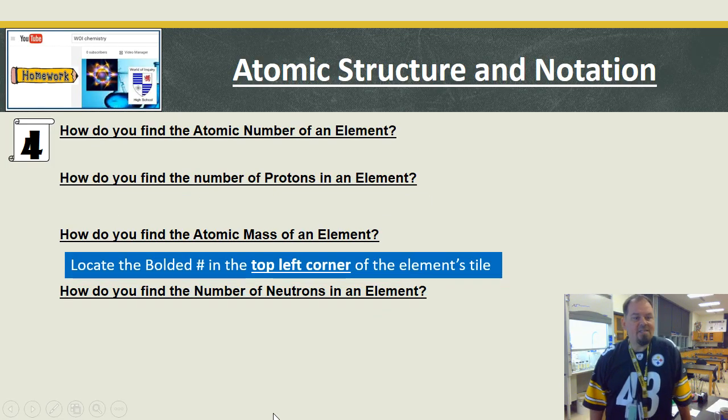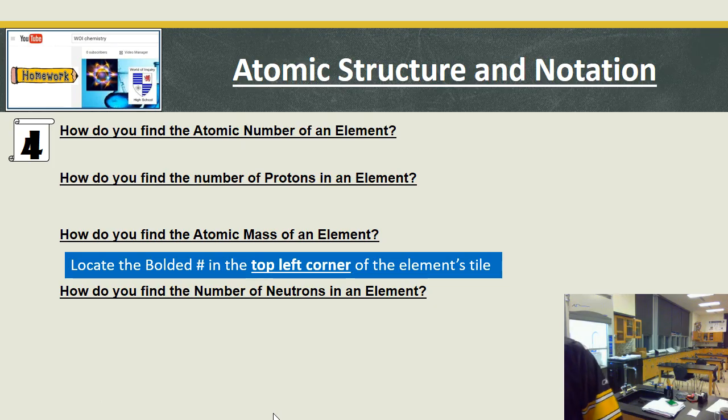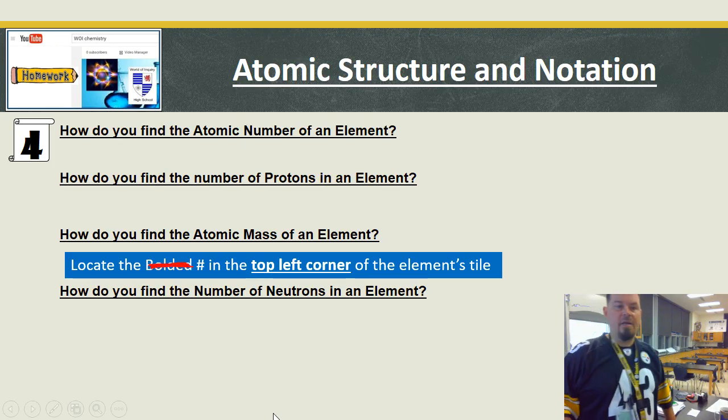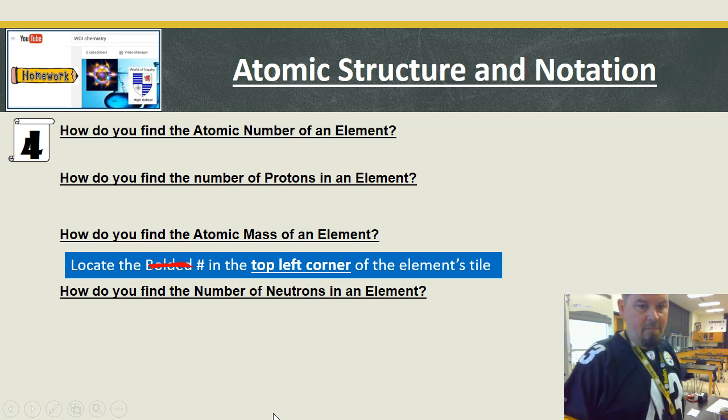Okay. The atomic mass, it's not bolded, so it shouldn't say that, but it is in the top left corner of the element's tile. So we can get rid of bolded. Just locate the number. Cross that right out. Okay, locate the number in the top left-hand corner of the element's tile.